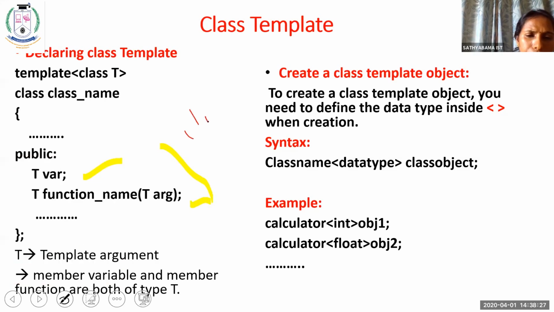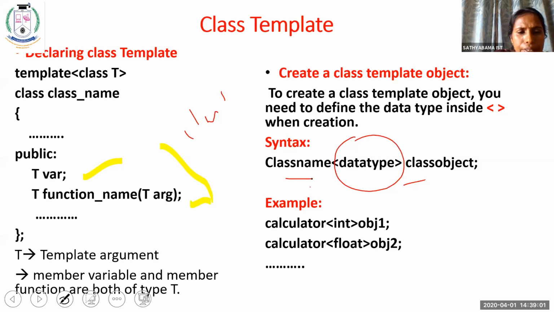Class name, yes or no? So the class name and then specify the object name, space, object name, correct? But here the only difference is that while creating it, you have to specify the data type. That is the only difference between normal class object creation and class template object creation. Normal class object creation is class name, space, object name. But here you have to specify the data type. That's the only difference.